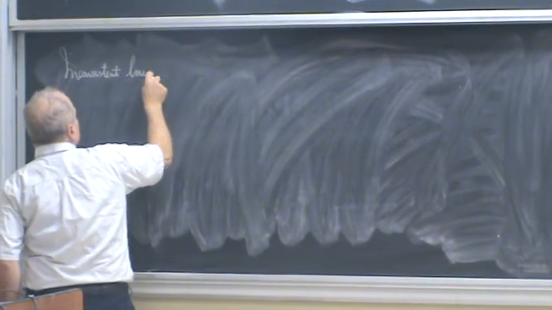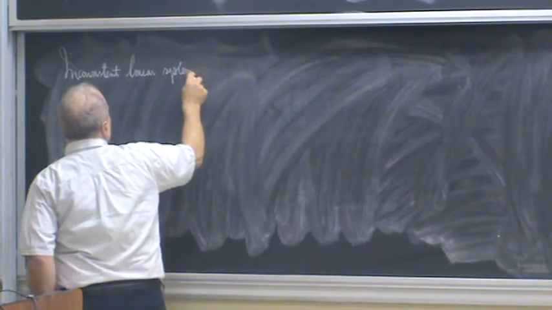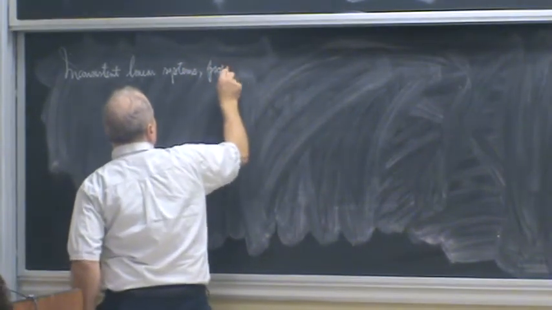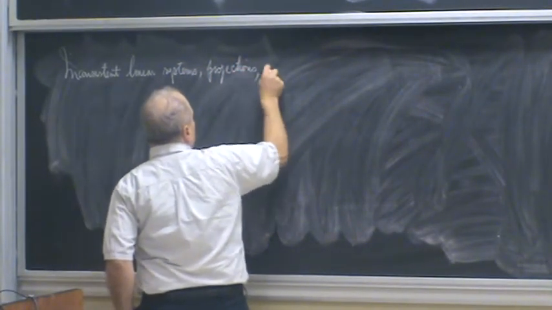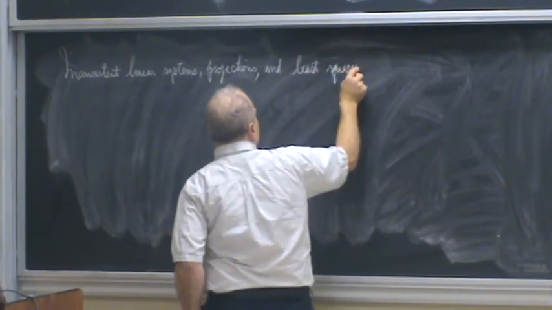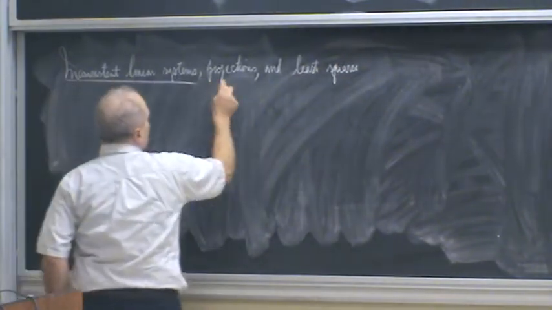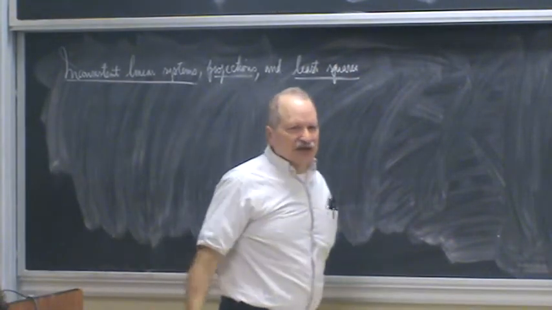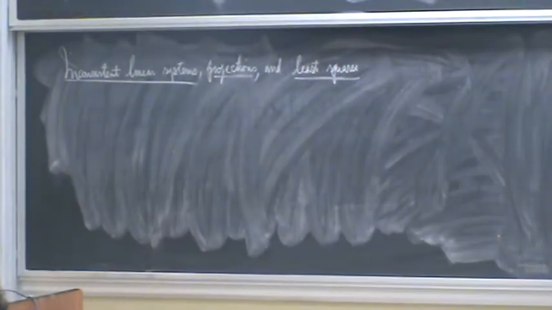So we're going to talk about inconsistent linear systems, projections, and least squares. You guys, especially you science types, have done a lot of stuff using least squares plots for various things. Of course, now it's all done on calculators. You don't have to know how to do it by hand, but I'm going to explain to you where it all comes from.